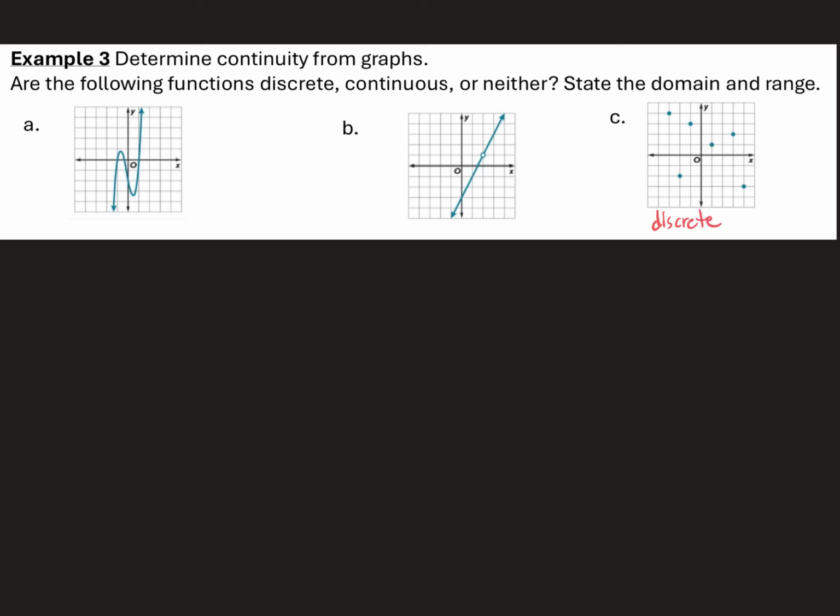That one is discrete. Continuous, I think, is self-explanatory. It's a graph that continues forever. It doesn't have any breaks in it. And so letter A is continuous. And then letter B is neither because of that break in the graph. Now we want to name the domain and the range. So for each of these, we're going to name the domain and the range.